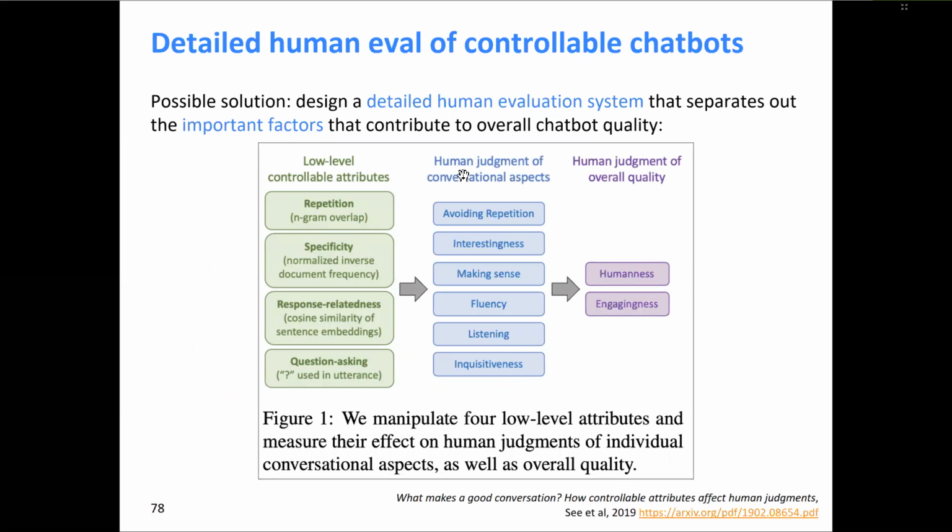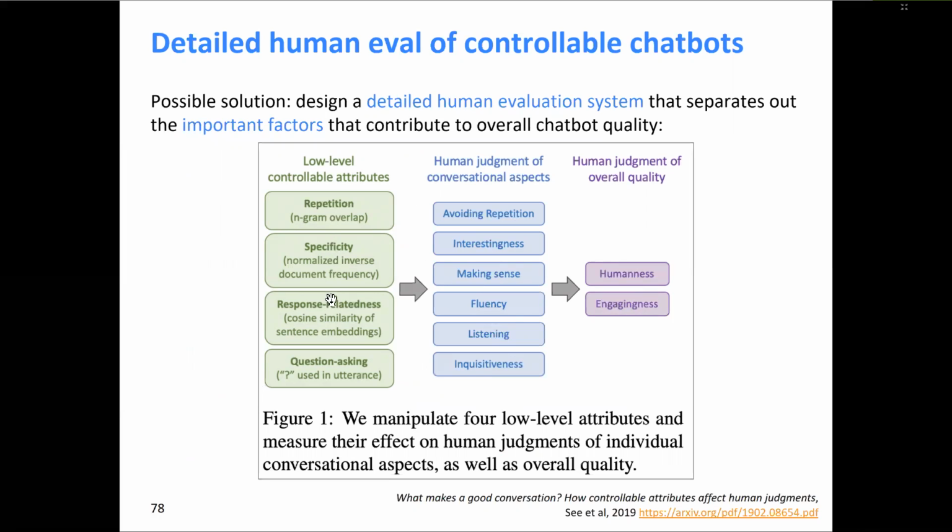So when they design the survey, they design it around whether the response avoids repetition, whether the conversation is interesting or not, whether it is fluent. So they focus more on one specific aspect of that. And of course, we also at the same time measure the overall quality from the human judgments.